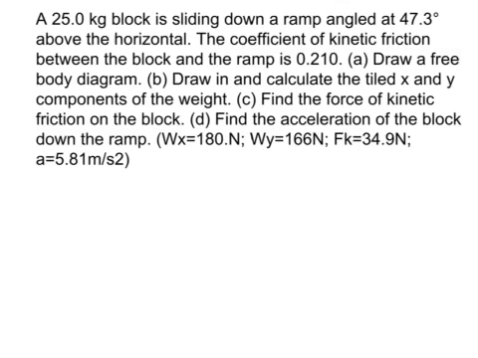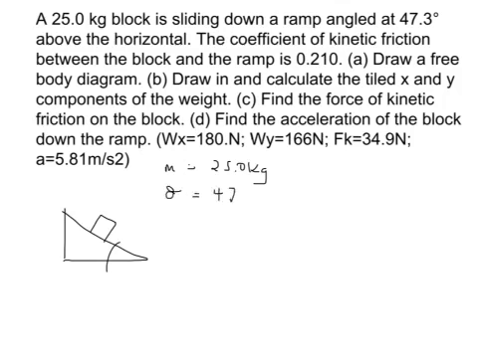Here's the first problem. A 25 kilogram block is sliding down a ramp angled at 47.3 degrees. So here's the ramp, here's the block. The coefficient of kinetic friction between the block and the ramp is 0.210. So I know the mass is going to be 25.0 kg, and I know the angle theta is 47.3 degrees. And one last thing, the coefficient of kinetic friction is 0.210.